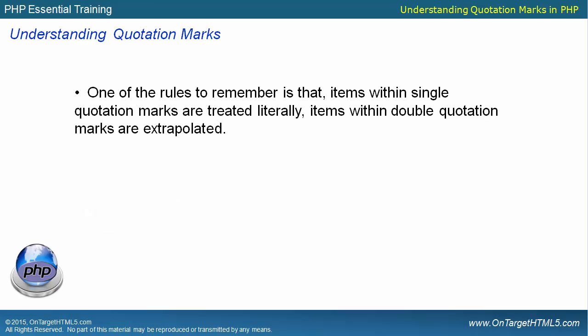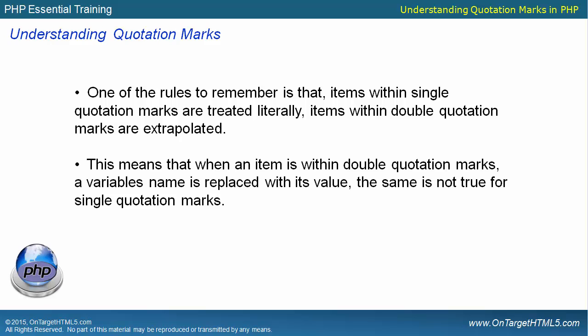One of the rules to remember is that items within single quotation marks are treated literally. Items within double quotation marks are extrapolated. This means that when an item is within double quotation marks, a variable's name is replaced with its value. The same is not true for single quotation marks. This rule applies anywhere within PHP, so you're going to see this as we go through these tutorials, and we'll talk about this as we go through the tutorials.